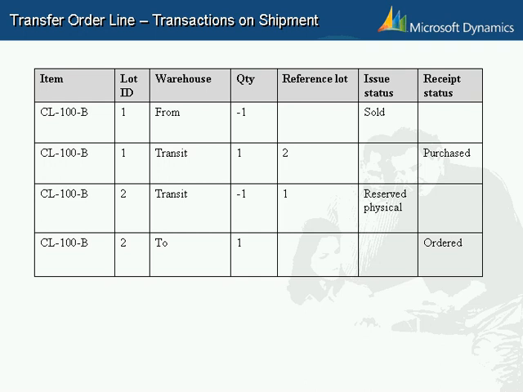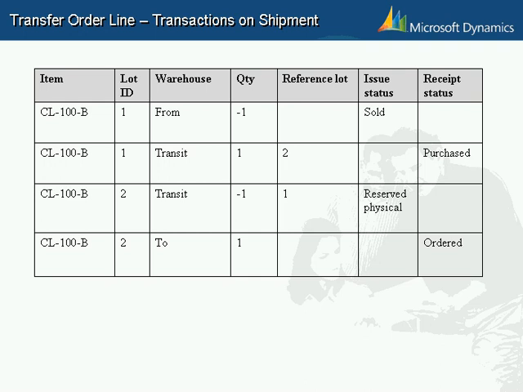You see the from warehouse and the to warehouse. The system creates transactions for the from warehouse with issue status sold, and for the to warehouse with receipt status ordered. So it means that these items are not yet received in the to warehouse. For the transit warehouse, the system creates transactions with receipt status purchased.